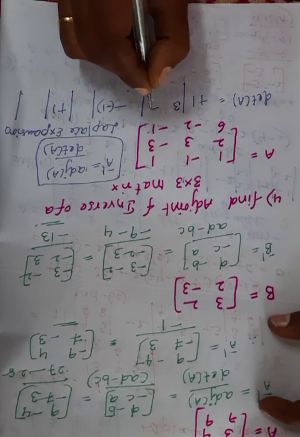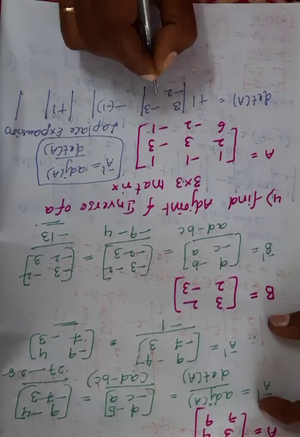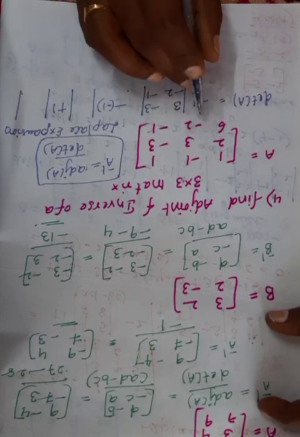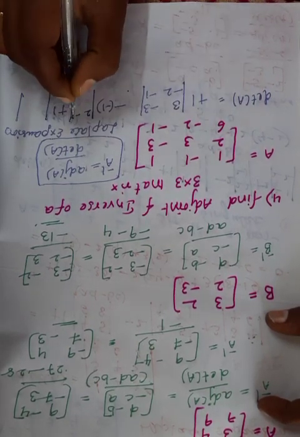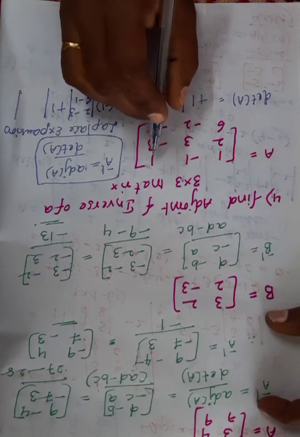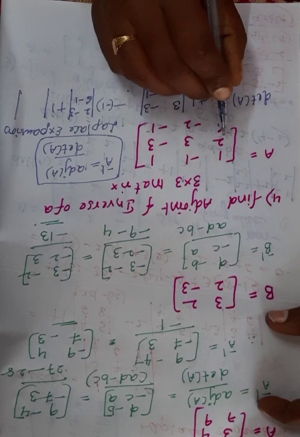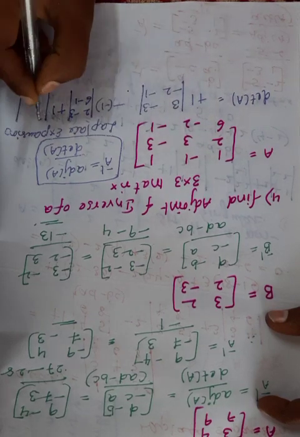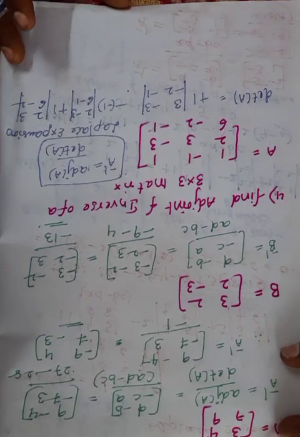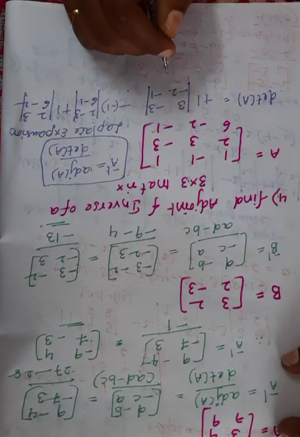3 minus 3 minus 2 minus 1. The next minor, of minus 1, is 2 minus 3 6 minus 1. The next minor, of the third element 1, is 2 3 6 minus 2. So like this you have to expand. Now we have to simplify to get the answer for det A.